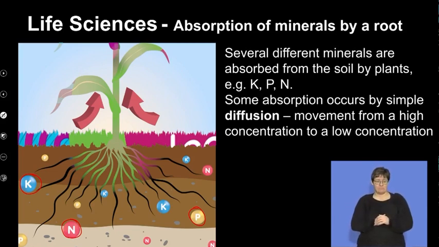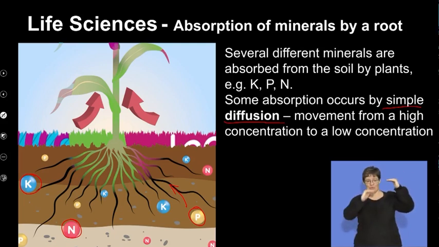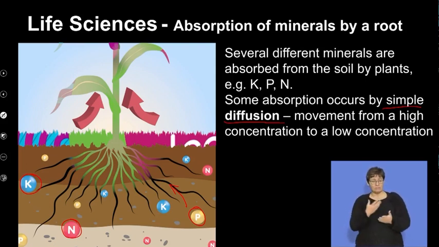Now, how do these get into the root? Easy. Simple diffusion. And diffusion occurs when substances move from a high concentration to a low concentration. But the problem with diffusion is, when concentrations are equal, it stops. So not all the minerals in the soil would be able to be absorbed, but plants have another method.